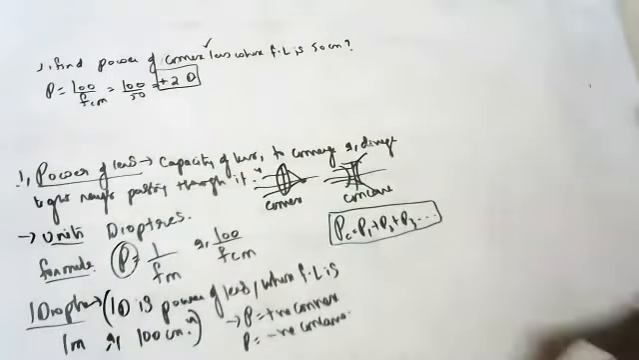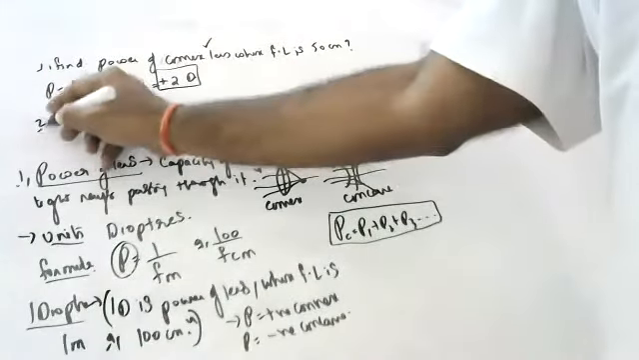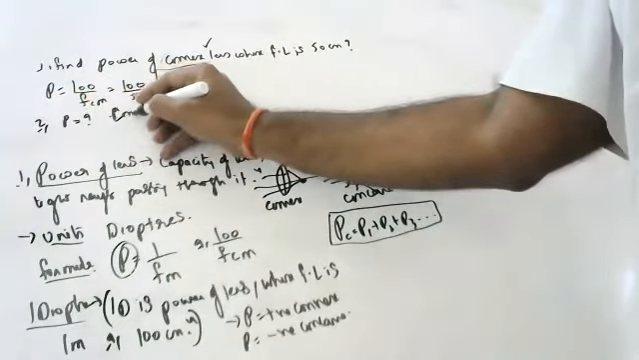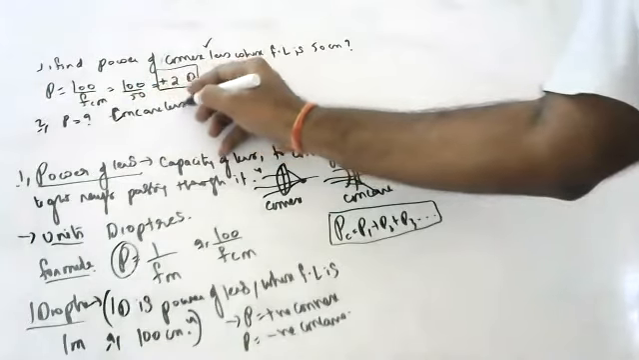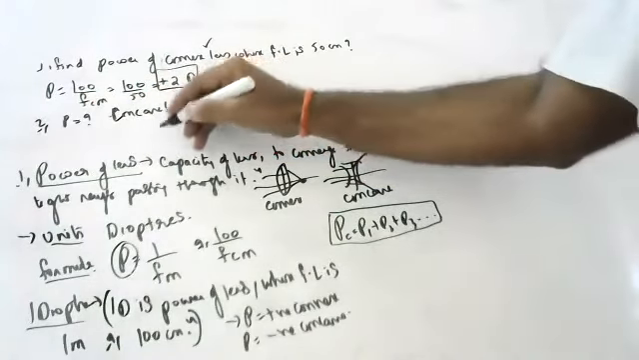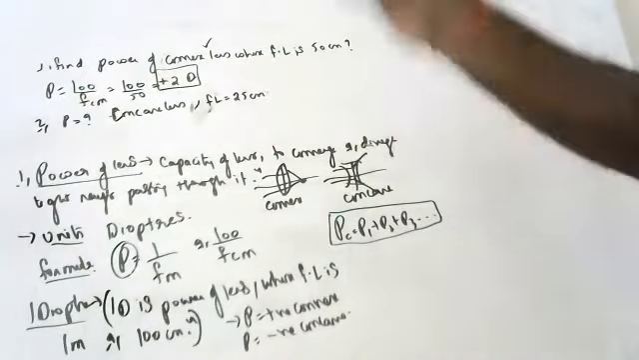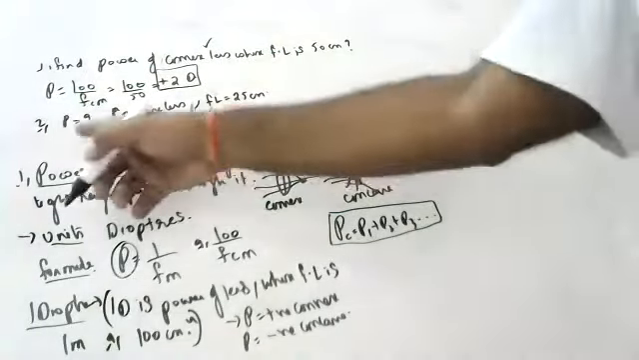Okay, children, I hope you understood. Second sum, children. Find the power of a concave lens whose focal length is 25 centimeters. Okay, Harika, can you tell how to do this?